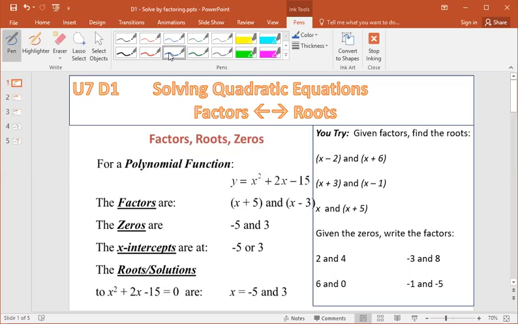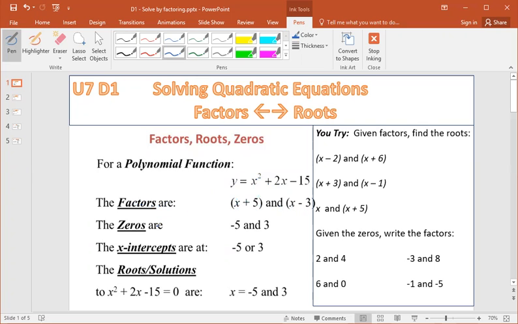So first off, we want to remind you what the quadratic equation is, and that is down here: y equals x squared plus 2x minus 15. Remember, a quadratic is any equation with a power of 2. Now, factors are where we actually factored this down. When I find the factors of this, we found x plus 5 and x minus 3, okay?